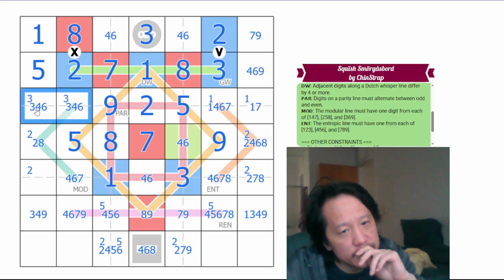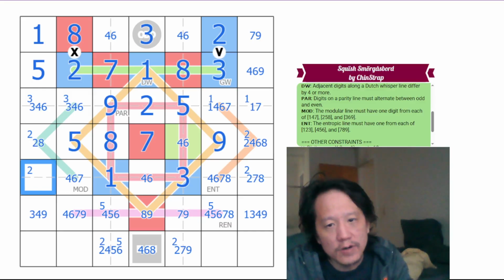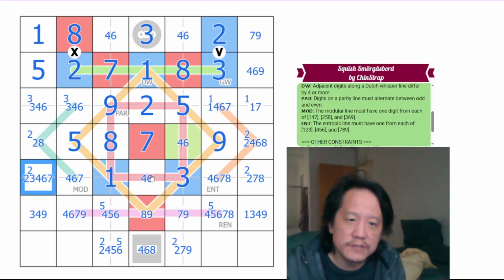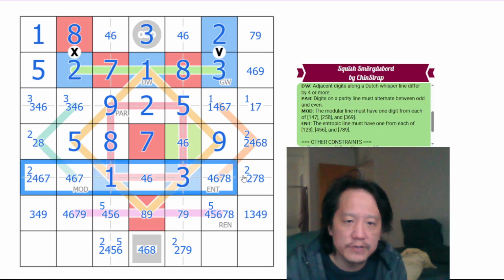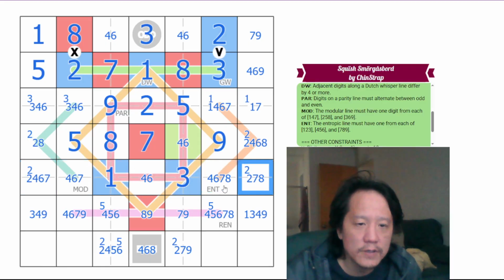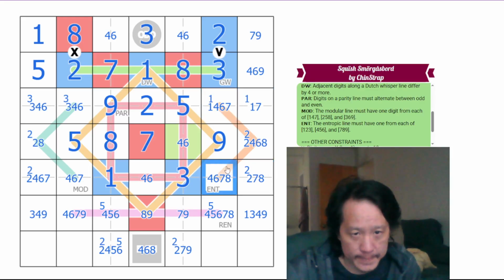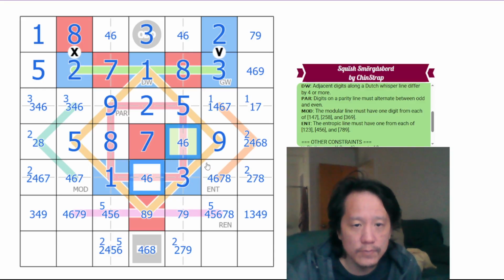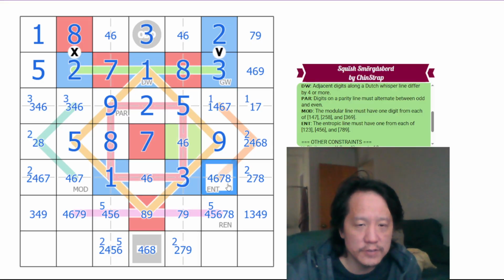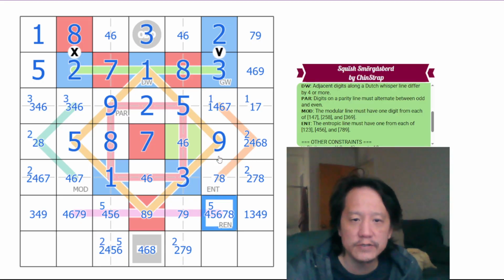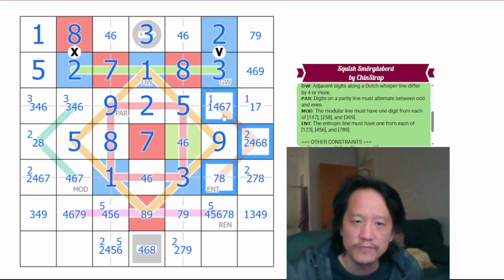3 is guaranteed to be here. We have 1. Remaining digits in box 4 are 2, 3, 4, 6, 7. Cannot be 3 because of the 3 in the row. These 4, 6 pairs both see the cell. This is in the same box. This is in the same row. So this cannot be 4 or 6. This is guaranteed to be 7 or 8, which is a high digit for the entropic line.